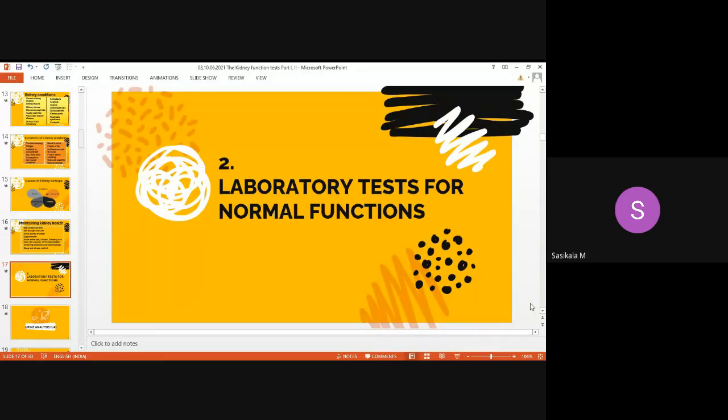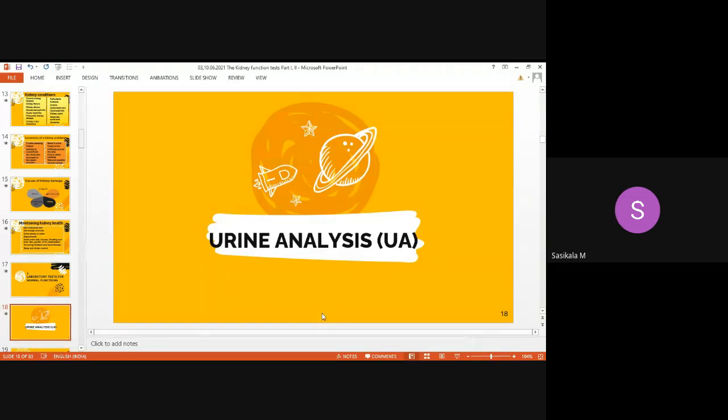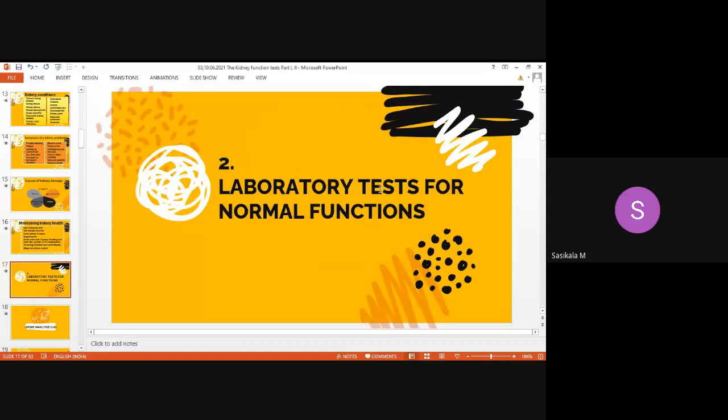Okay, let's see about the next part. Laboratory tests involved to analyze normal functions of kidney. Okay, thank you, Akash, for your answer. Let's proceed with the next part of kidney function test now. So that is the second part of the kidney function test chapter, laboratory tests.